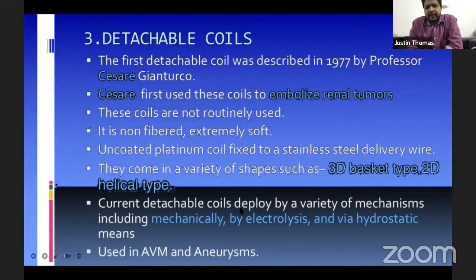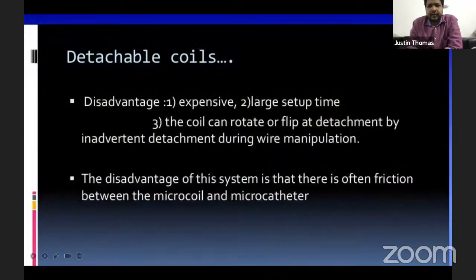Based on the detachment mechanism, they are of different types. One is mechanical, the other is electrolytic, and the other is hydrolytic. Because of the complexity, it is expensive, and a larger setup time is needed, and there is a risk of inadvertent detachment during wire manipulation.